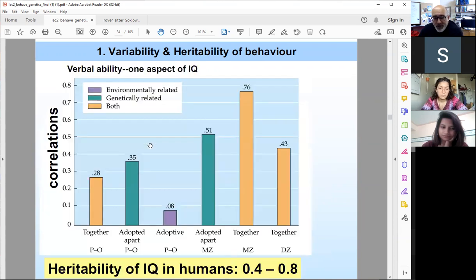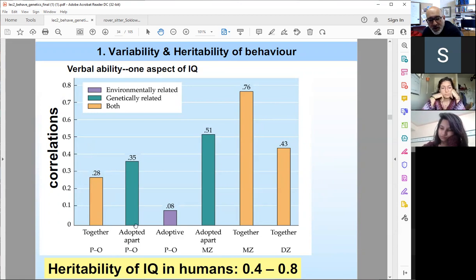So here are some data that look at correlations among different groups of parents and offspring and between sets of twins. We'll just walk you through what they are. So along the y-axis is just a correlation coefficient, right? The higher the number, the more correlated these are, the more similar they are. So this is parent offspring. PO is parent offspring when they are together. So this is your correlation. That's how similar they are.